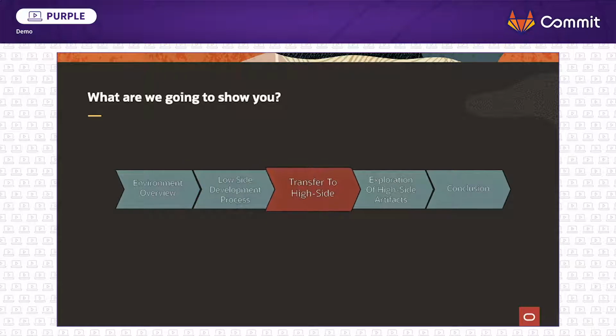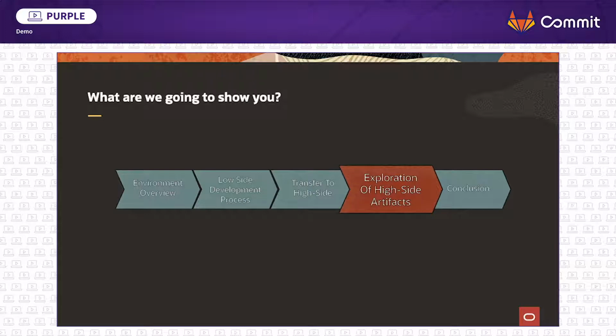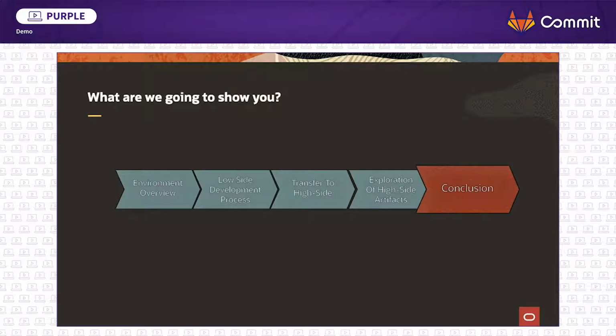Once the application is built and tested, we will demonstrate how the source artifacts are moved from the low side to the high side. After the move, a new build, deploy, and test cycle will occur on the high-side network. Then we will conclude with a wrap-up and review of the overall process.